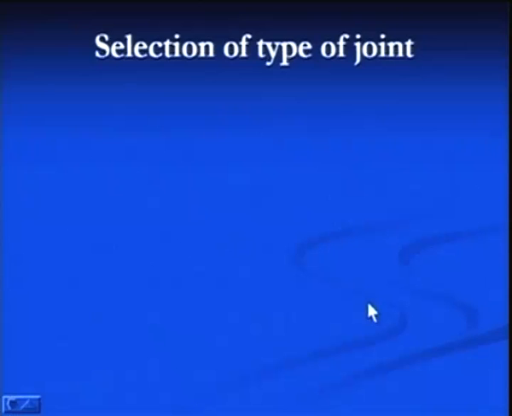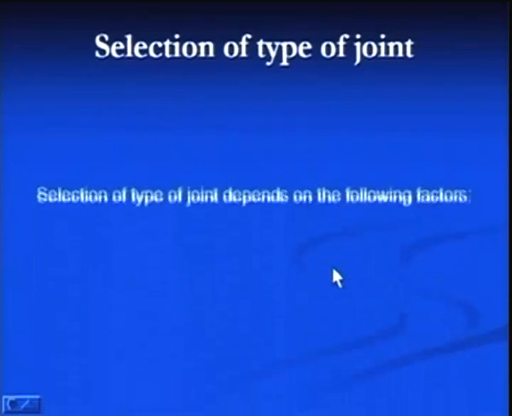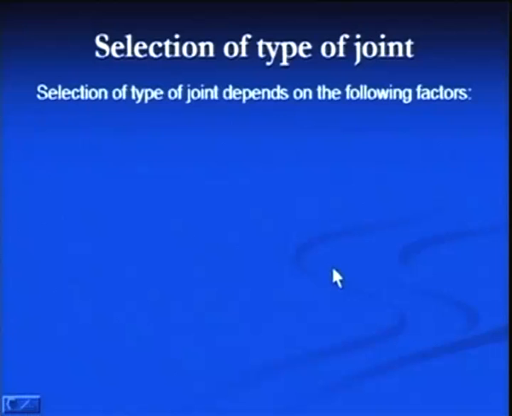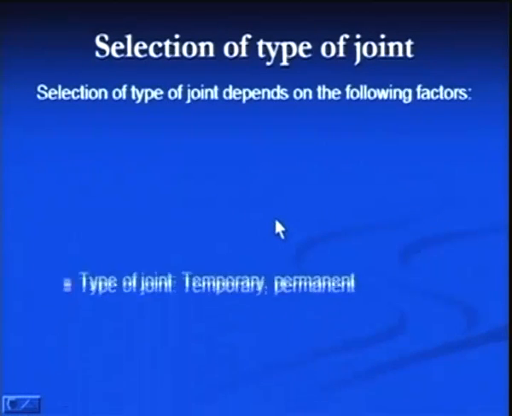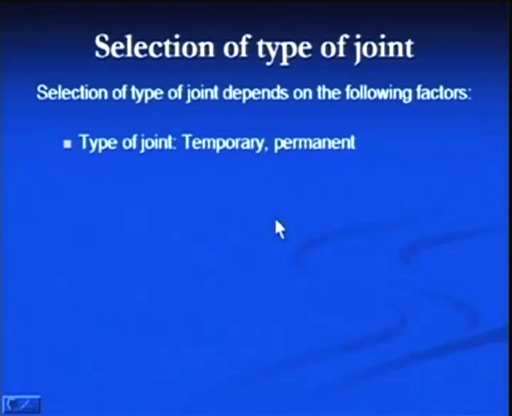The selection of the joint depends on various factors. Before going for selection of a particular joint, some of the factors should be considered first. This includes the type of joint which is required for a given engineering application, whether the joint is required temporarily or in a permanent way. So, if permanent joints are required, then welding based processes are selected, and if a temporary joint is required, then nut and bolt kinds of joining techniques are used.